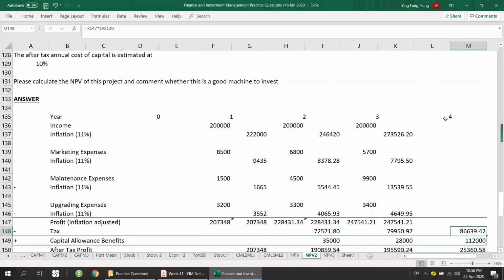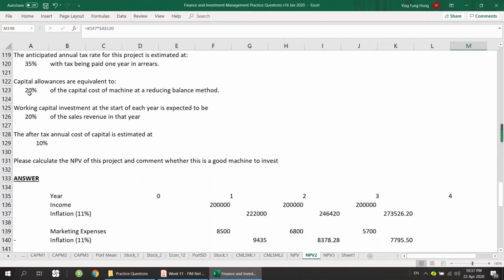In reality, even though the tax rate is 35%, we might not need to pay this 35% tax in full. The main reason is because sometimes the government gives some kind of allowance or tax benefits to encourage people to invest more or create more job vacancies. In this question, we have a capital allowance that is equivalent to 20% of the cost of the machine at the reducing balance method. There are two ways to calculate the capital allowance.